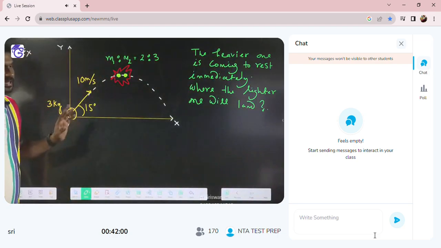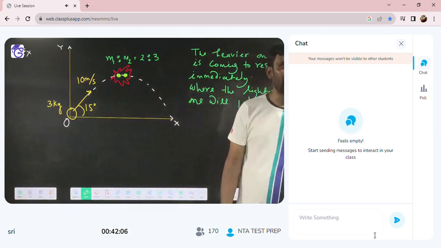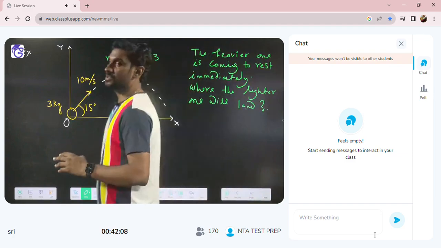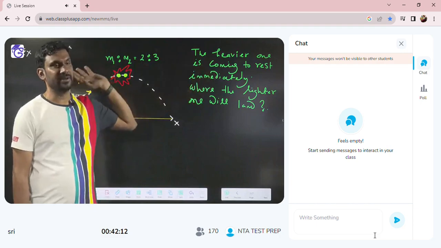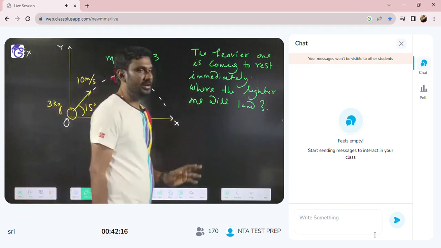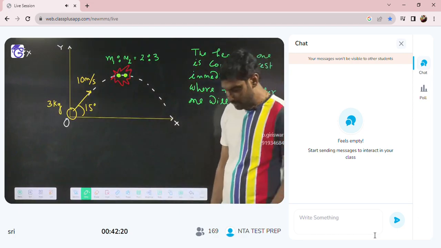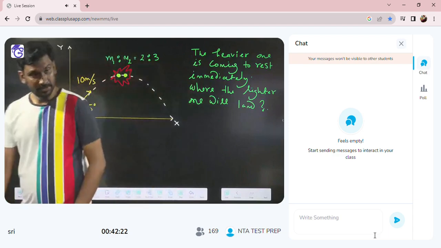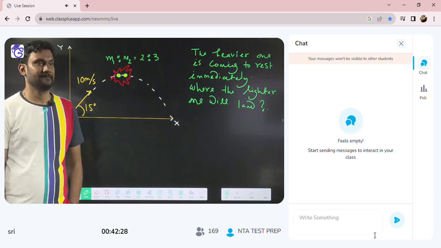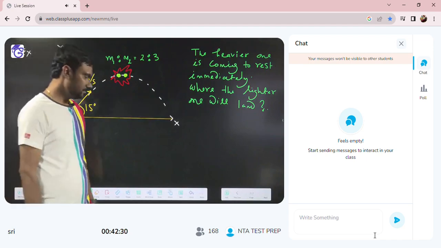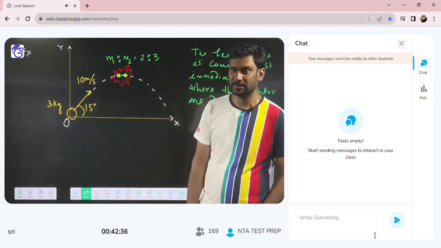I have done some trick. I have given a very random mass ratio, which is not very simple to calculate. And with respect to the previous question, there the lighter one was coming to rest immediately. Here I made the heavier one come to rest immediately. So I'm asking where the lighter one will land. Fast. I want answers from you. Then only I will start solving this. 2 minutes time for everyone. Be quick. I'm waiting for you.